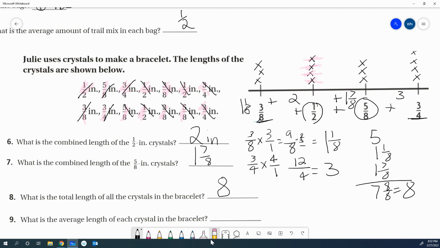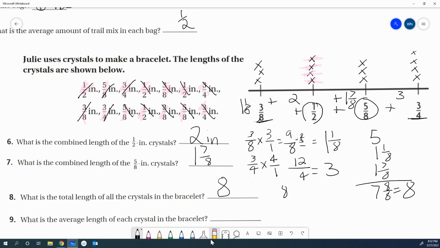All right, let's dive into the last question. Average length of each crystal in the bracelet. Remember, for the average, we want to take the total length of all the crystals and divide it by how many crystals there are. So go ahead and try this. This is definitely a challenge or extension problem, but I'm curious to see what you get.